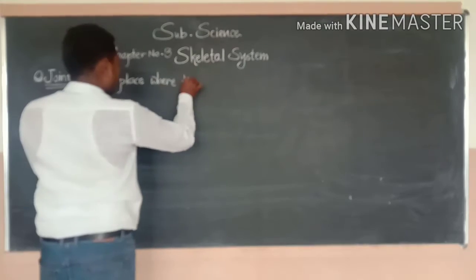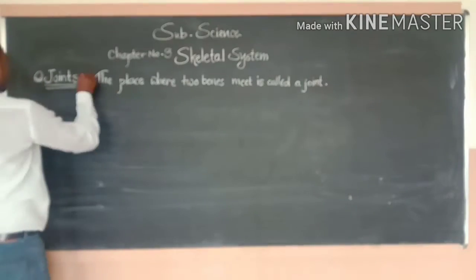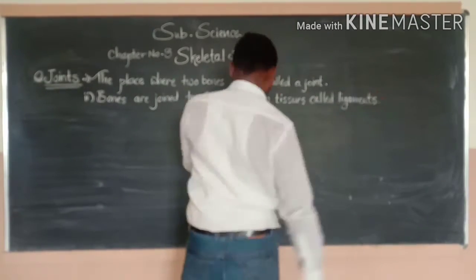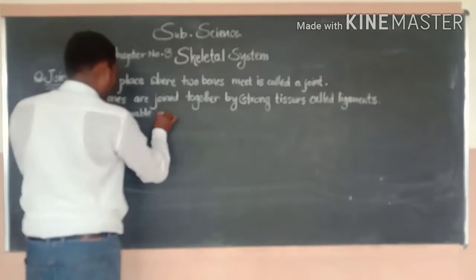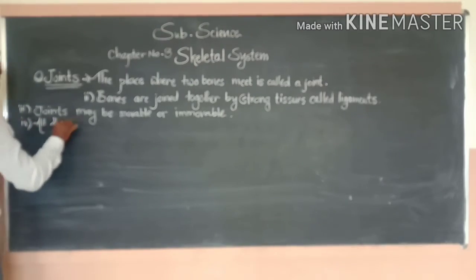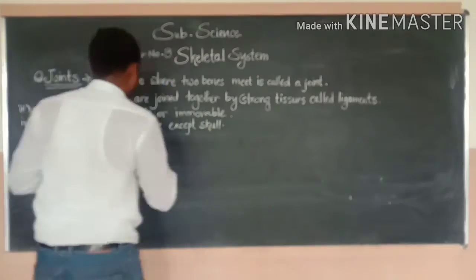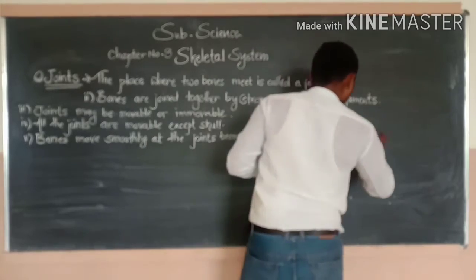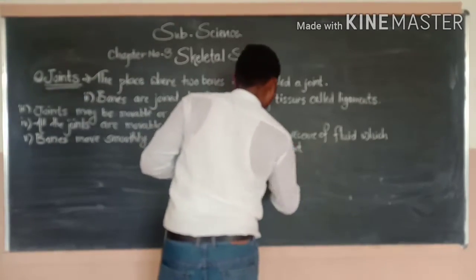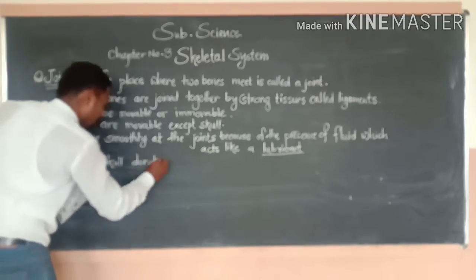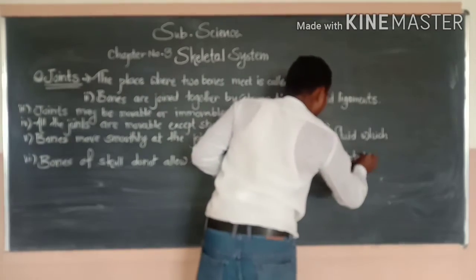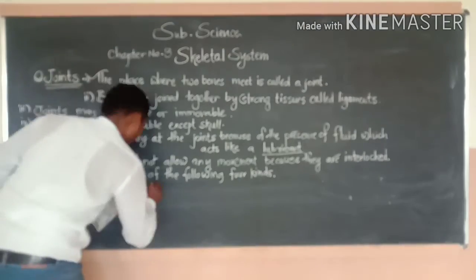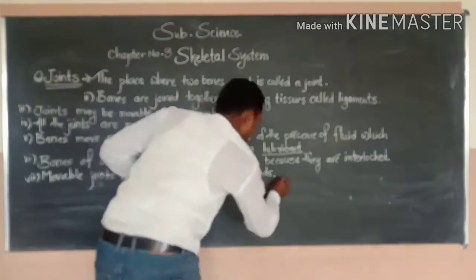Next point, joints. The place where two bones meet is called a joint. The bones are joined together by strong tissues called ligaments. Joints may be movable or immovable. All the joints are movable except the skull. Bones move smoothly at the joints because of the presence of fluid which acts like a lubricant. The bones of the skull do not allow any movement because they are interlocked. Movable joints are of the following 4 kinds: ball and socket joints, hinge joints, pivot joints and gliding joints.